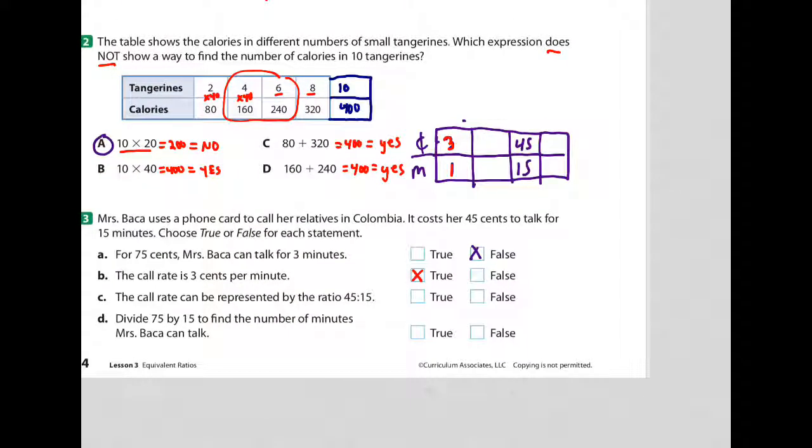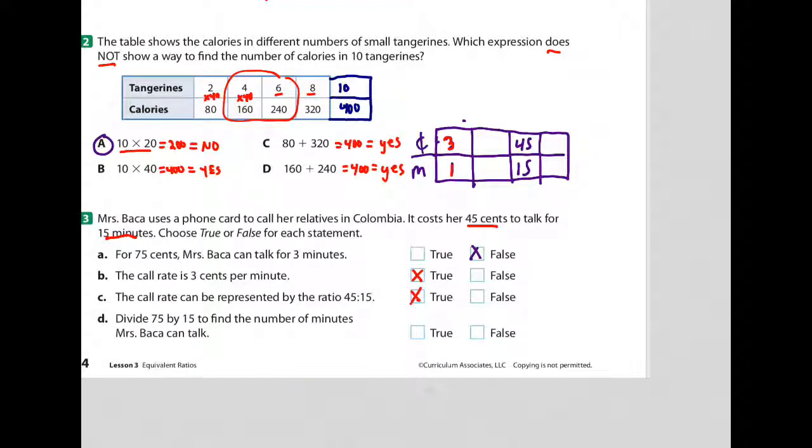C, the call rate can be represented by the ratio 45 to 15. Now, this one could be tricky because this one I could see you arguing both. So the rate is 3 cents per minute, and the ratio 45 cents for 15 minutes is equivalent. So what that means, because these two rates and ratios are equivalent, that would be true, because this is 45 to 15.